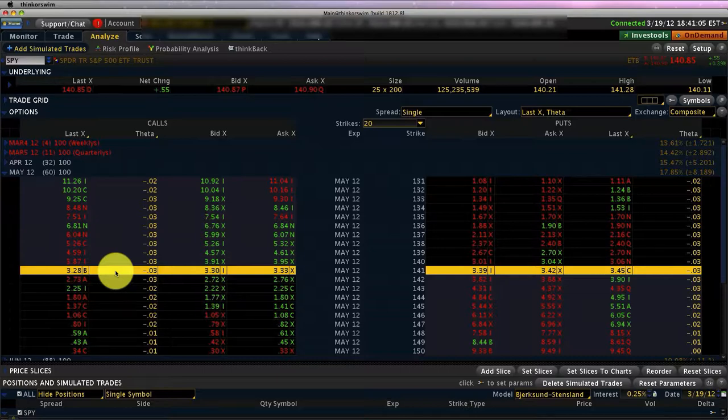So again, let's just focus on the calls and understand the concepts behind theta, and the same concepts can be transferred or translated directly when you look at puts as well. We're looking at the May series, and when we did the course on time decay, we saw that as you go out further into time, the time decay is less, and as you approach expiry, time decay becomes more and more.